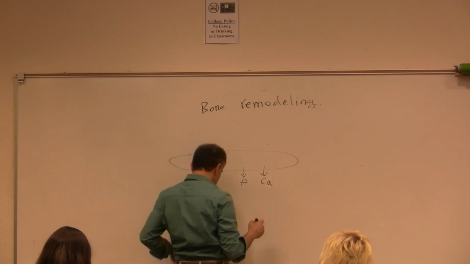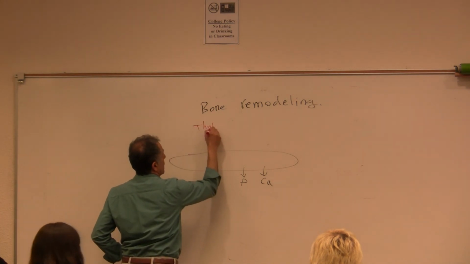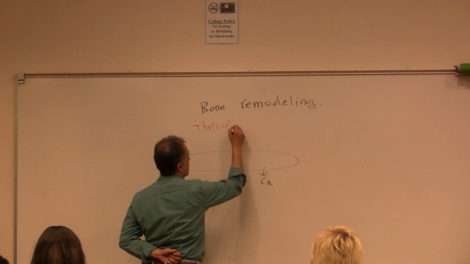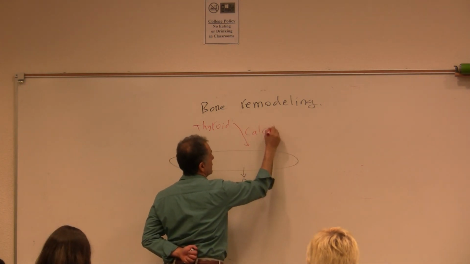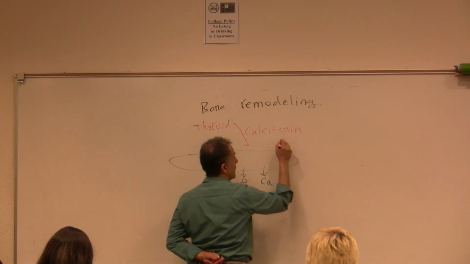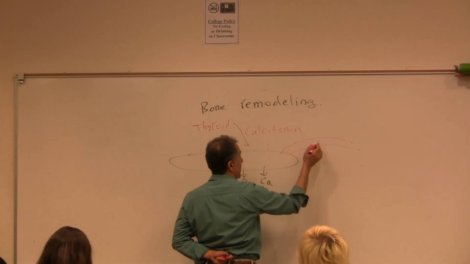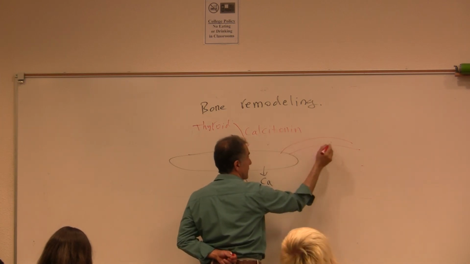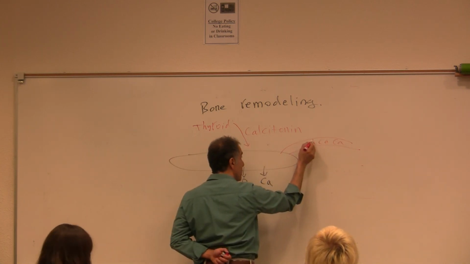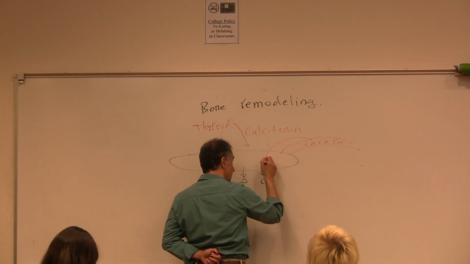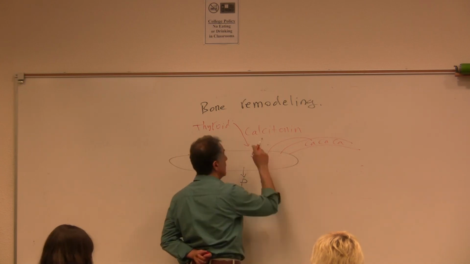So what happens, your thyroid gland secretes the hormone calcitonin. And calcitonin is blood vessel right here attached to bones, as you know. It lowers the calcium inside of your blood vessels. It takes calcium from blood vessels and puts it into the bone. Deposited there, how about that? That's what calcitonin does.